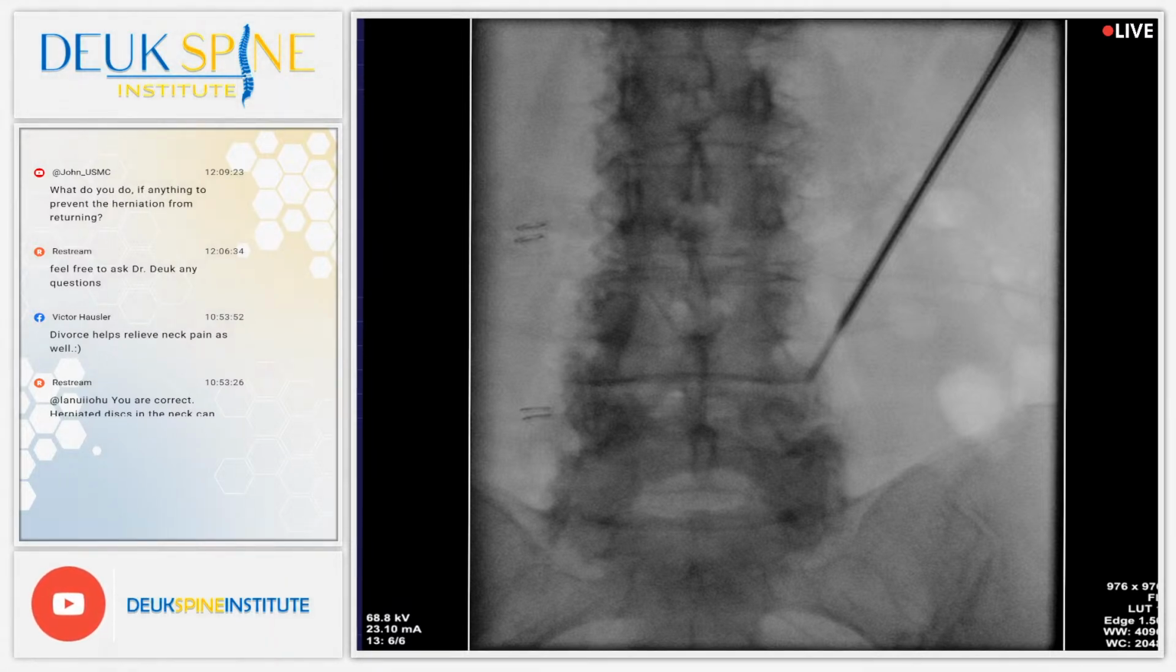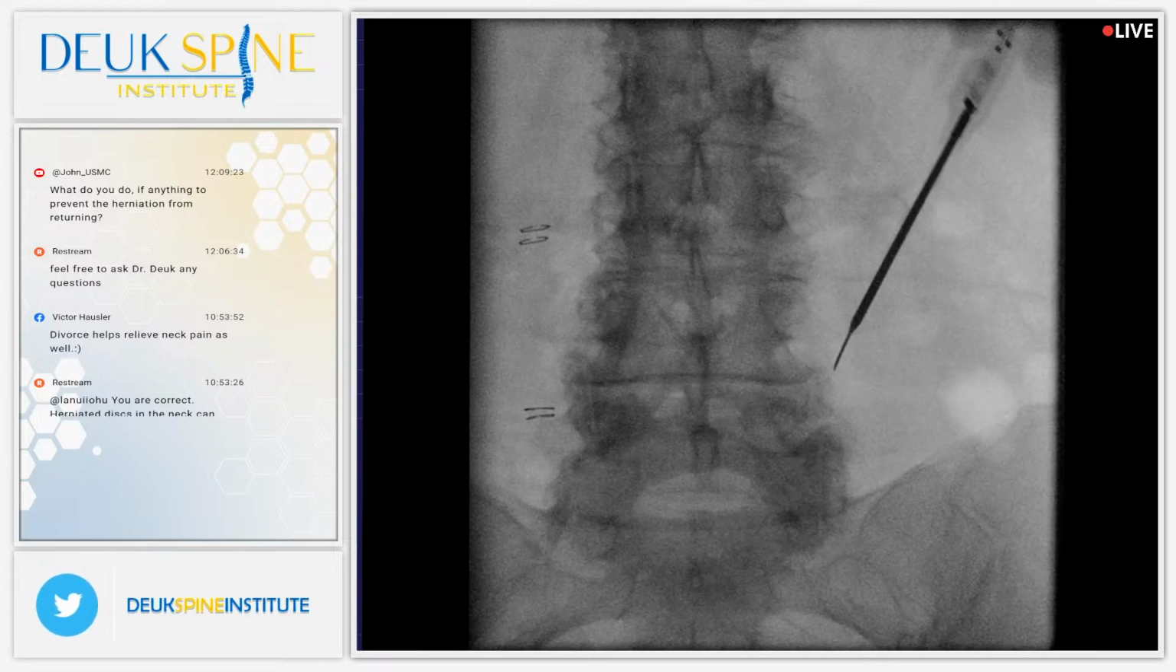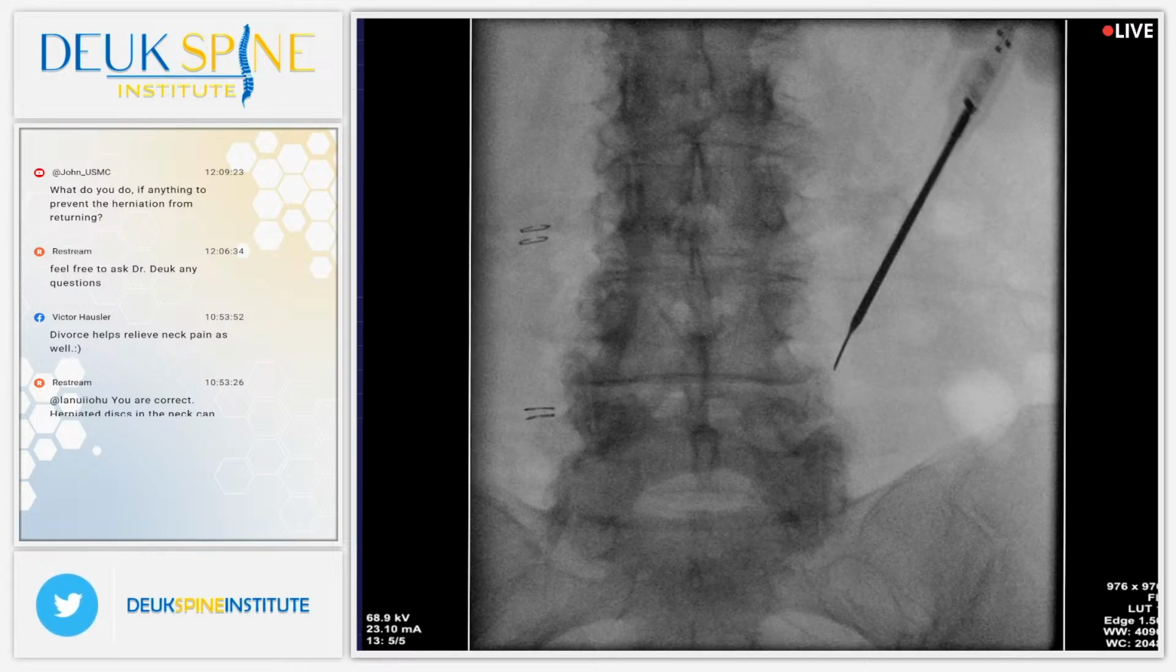Our next procedure will be the SI joints. Very common cause of back pain is the SI joints, arthritis.